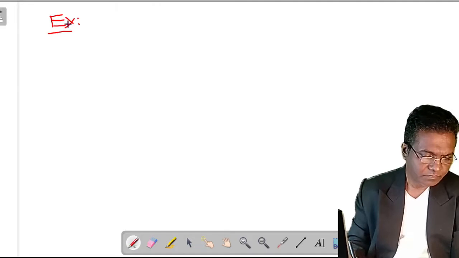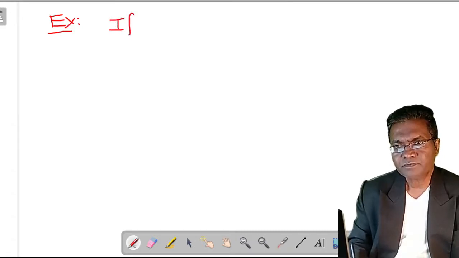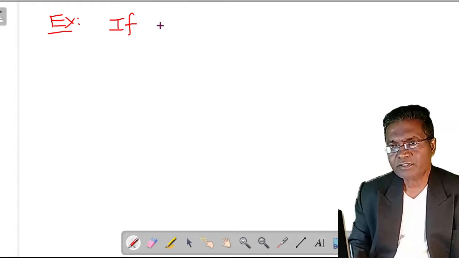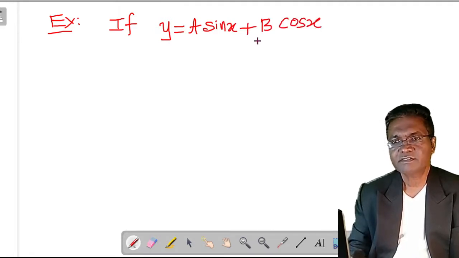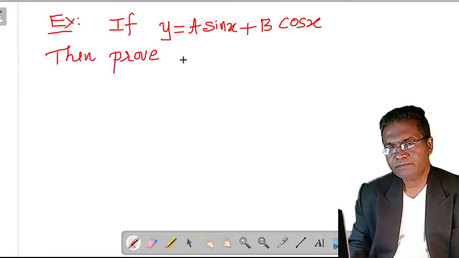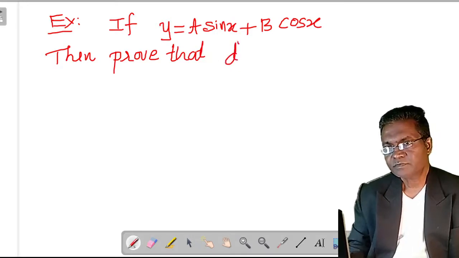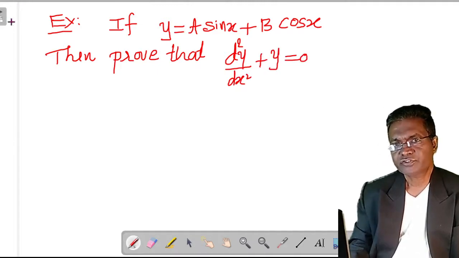You are asked to prove, a very first simple example: if y equals a into sin x plus b into cos x, then prove that d square y by dx square plus y equals to 0.